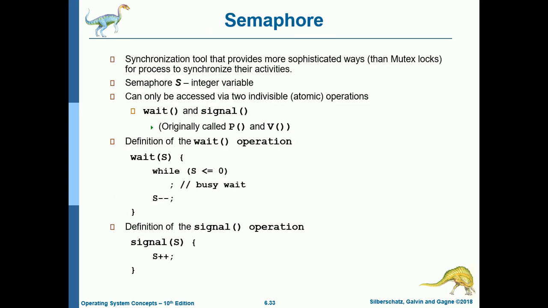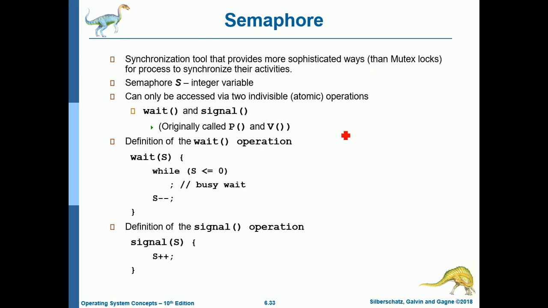Okay, another synchronization tool is the semaphore. It is a synchronization tool that provides more sophisticated ways than mutex locks for processes to synchronize their activities. Semaphore S is an integer variable that can only be accessed via two indivisible, or atomic, operations, which are wait and signal. Mutex locks use acquire and release, while semaphores use the wait and signal functions.